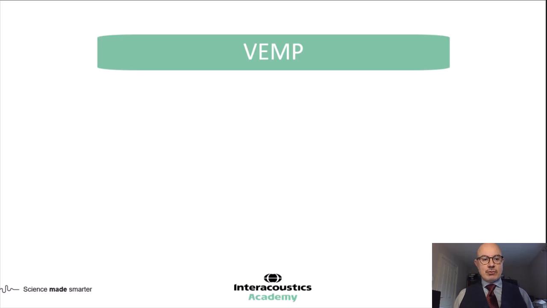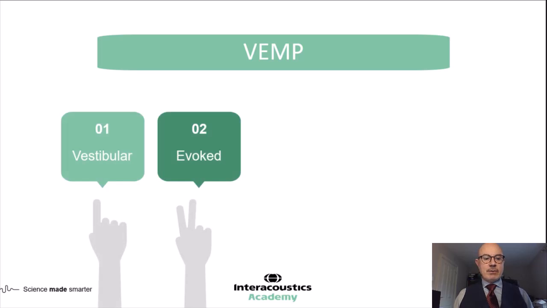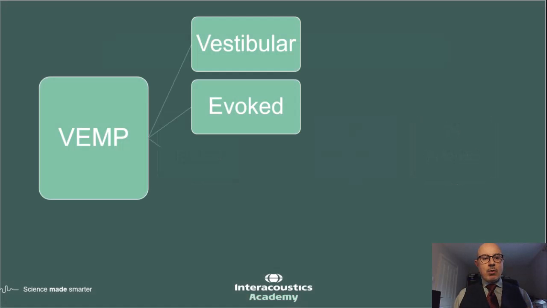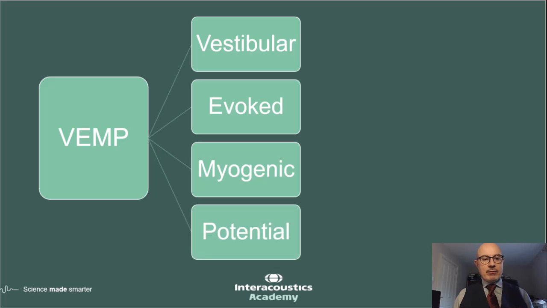VEMP itself is short for Vestibular Evoked Myogenic Potentials. So these components come together to explain what we're actually assessing when we're performing a VEMP measurement. Vestibular tells us that it originates from the inner ear structures, part of the vestibular peripheral organ, and we'll talk about this in detail as we go through today's webinar, but it's from the otolith receptors within that vestibular system.